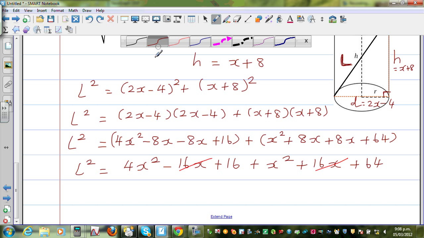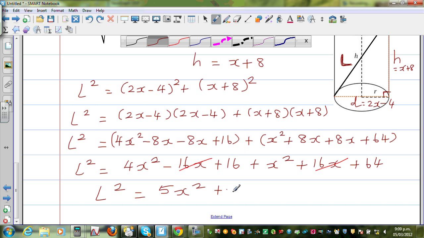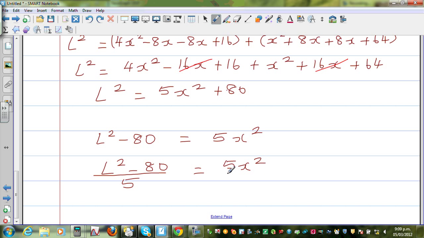So what is left over? L squared is 4x squared plus x squared, which is 5x squared, and 16 plus 64 is 80. I want to make x the subject, so I'm taking away 80 from both sides. L squared minus 80 is equal to 5x squared. Now I'm going to divide both sides by 5, so L squared minus 80 over 5 is equal to 5x squared over 5.